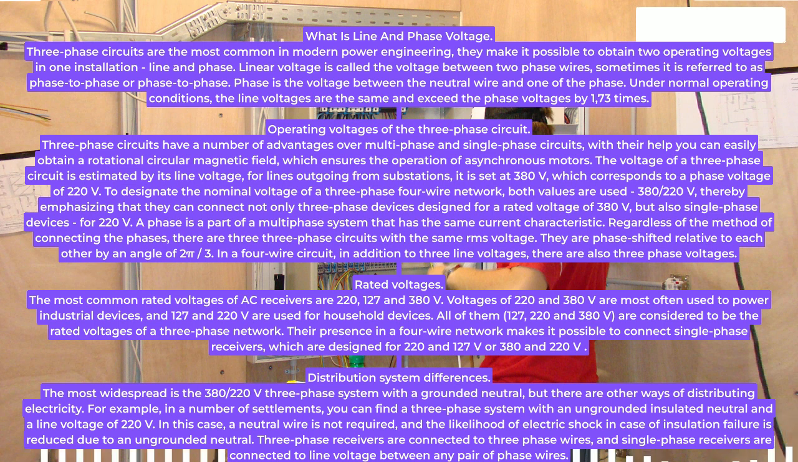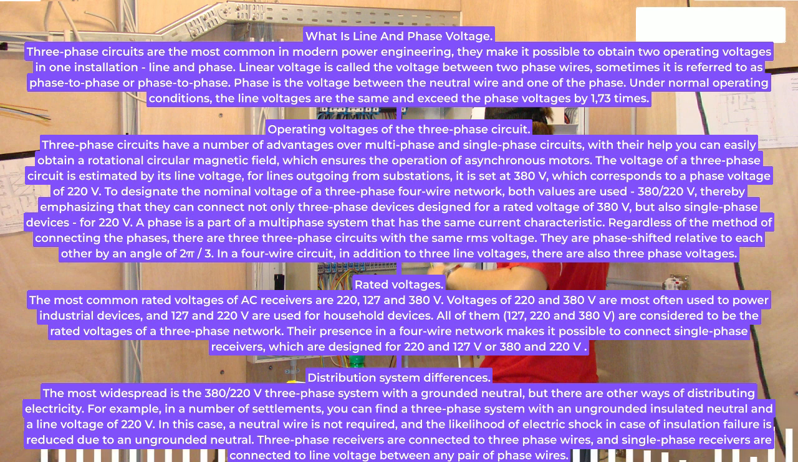Distribution system differences. The most widespread is the 380/220 V three-phase system with a grounded neutral, but there are other ways of distributing electricity. For example, in a number of settlements, you can find a three-phase system with an ungrounded insulated neutral and a line voltage of 220 V. In this case, a neutral wire is not required, and the likelihood of electric shock in case of insulation failure is reduced due to an ungrounded neutral.